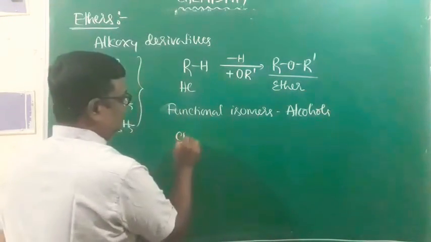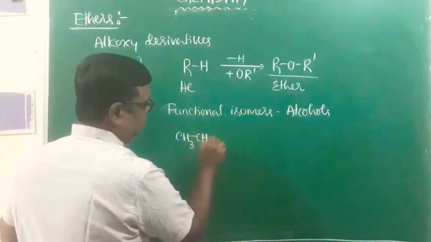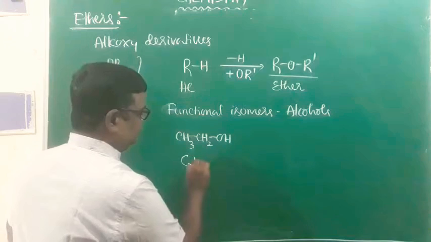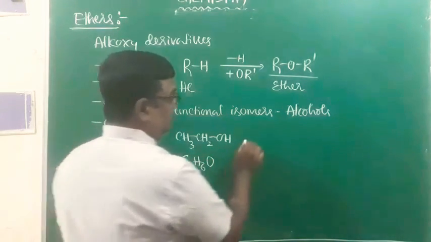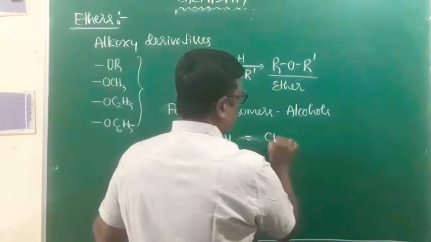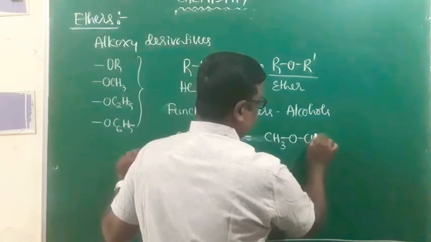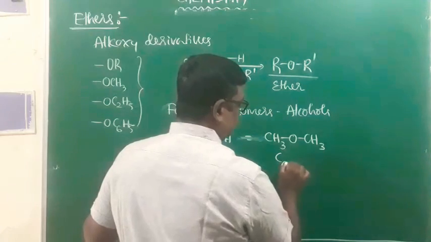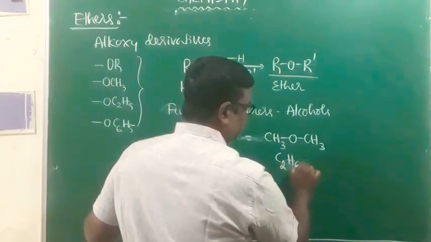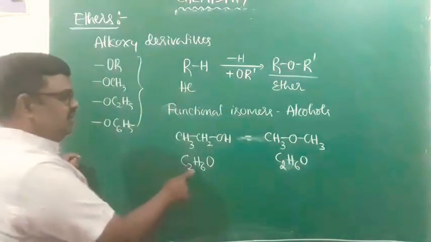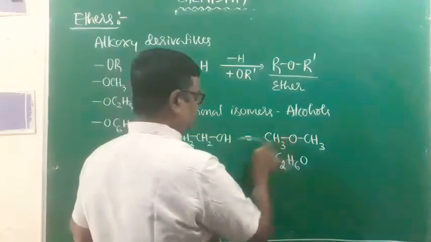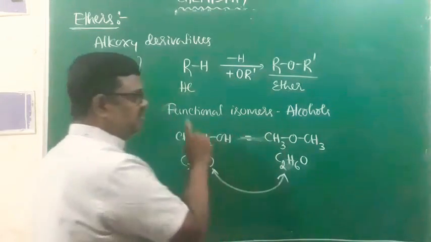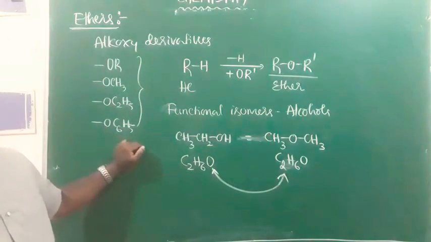For example, look at this. This is CH3CH2OH, an alcohol with the formula C2H6O. Its functional isomer is CH3OCH3. This is what we call ether, and its molecular formula is also C2H6O. This is the molecular formula of ethanol and this is the molecular formula of ether, and both are characterized by the same molecular formula with different functional groups, and therefore they form functional isomerism.